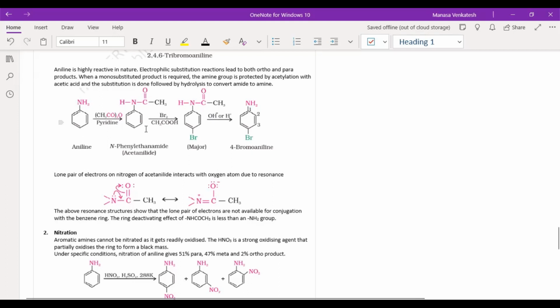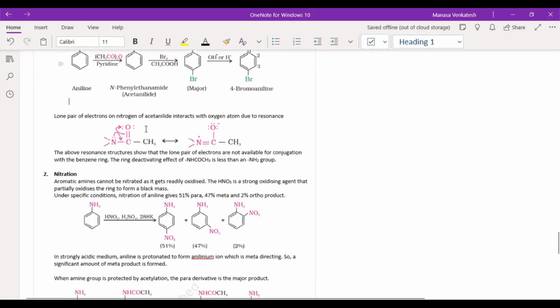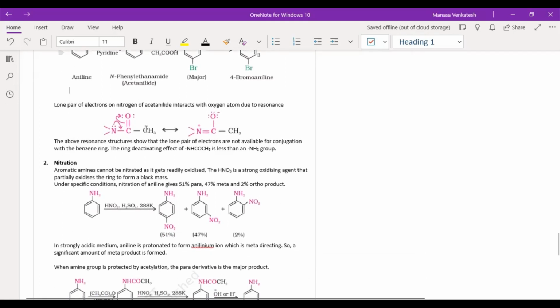Next is going to be nitration. We know that nitration takes place in the presence of HNO3, and HNO3 is oxidizing it to a certain extent. Now, not only that, at specific conditions, when we do the reaction, we are getting the meta product as one of the major products. And that's not usually observed because the NH2 group is actually ring activating in nature, and so the ortho and the para positions are going to have a negative charge. But the reason this is observed, especially in nitration, is because of the presence of a strongly acidic medium.